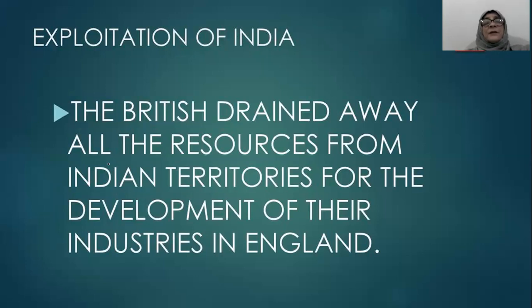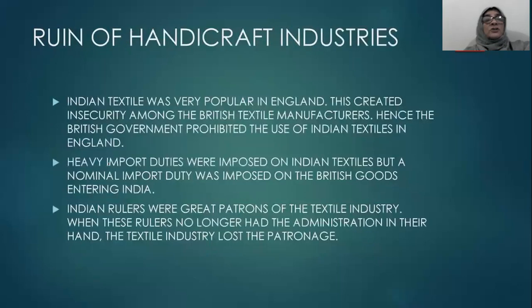Exploitation of India. The British drained away all the resources from Indian territories for the development of their industries in England. They took away everything from us. They were taking everything from us to their own country, bringing expensive stuff from there and selling, taking stuff from here at a cheaper rate and selling it there. In the beginning, they did not have any export duty, but then they started charging. Once we got used to it, they started charging.